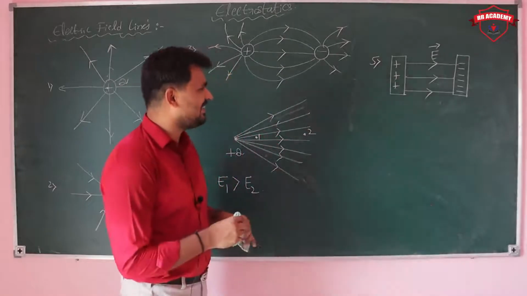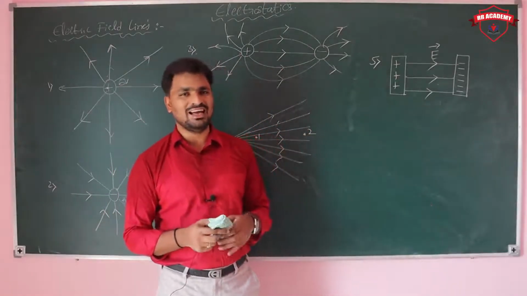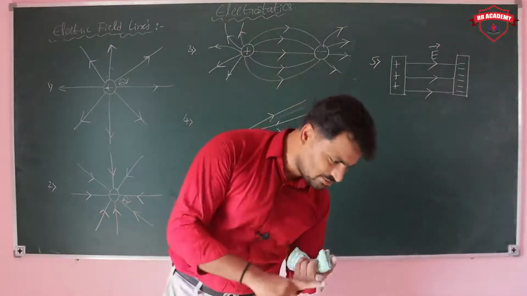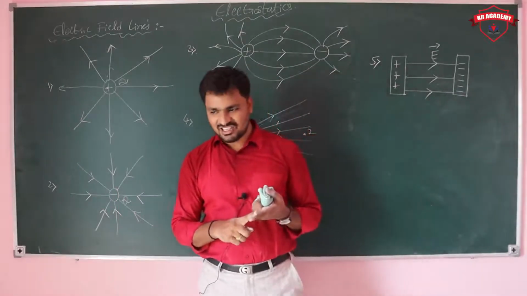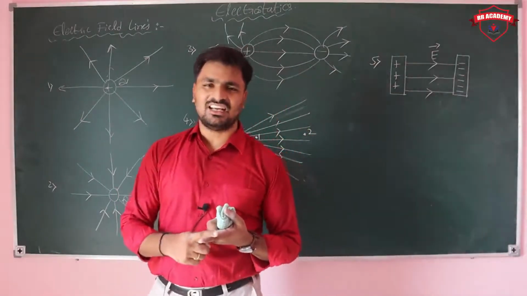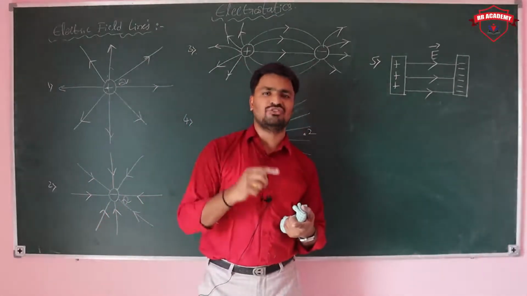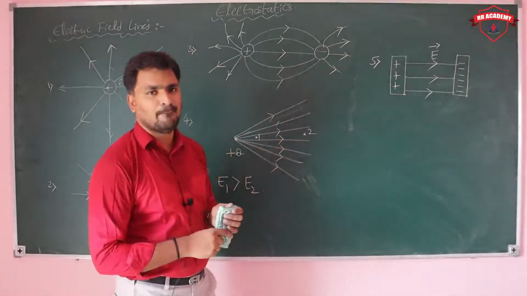So once again, positive to negative. Field lines never intersect each other. Field lines never form closed loops. At the same time, field lines never intersect each other. If they intersected, at the point of intersection the field would have two different directions. But that is impossible.